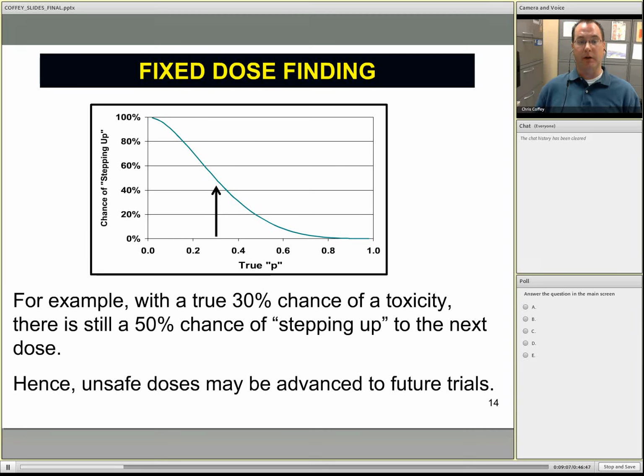So even if you're in the 30% range, so if the dose has, say, a 30% true toxicity, you've got about a 50% chance of stepping up based on the rules used in the 3+3. If you're down in the 10% range, you've got almost an 80 to 90%.